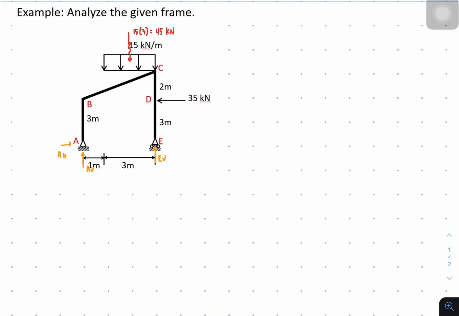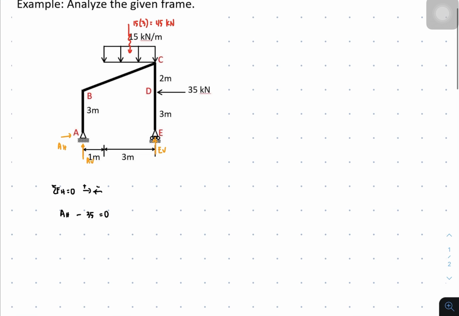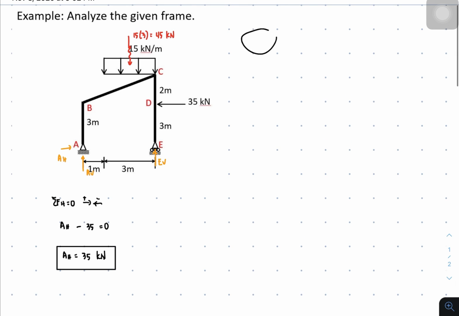Let's start with summation of forces horizontal equal to 0, to the right positive, to the left negative. So you have AH to the right, and then minus 35 equal to 0. So these are the only two horizontal forces. And transpose 35 to the other side, it will become AH equal to 35 kilonewtons. So this is your AH value of the reaction.